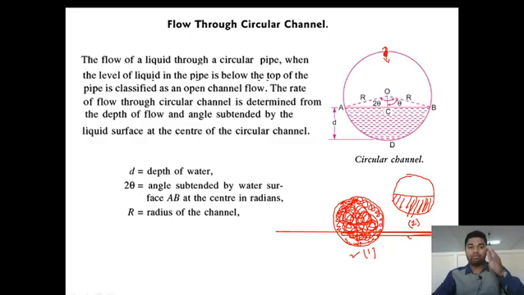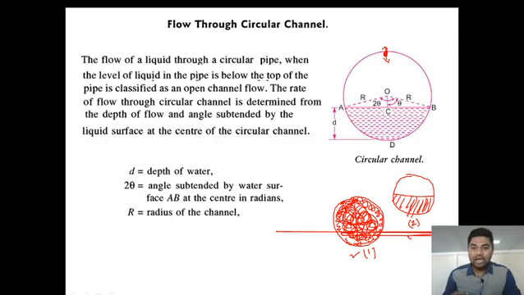The rate of flow through circular channel is determined from the depth of the flow and the angle subtended by the liquid surface at the center of the circular channel. See, this is the angle subtended by the liquid surface at the center, which, as you can see on the diagram, is nothing but 2 theta. The angle AB is the surface of the water. This AB surface of the water is subtending an angle 2 theta with the center of the circular channel.